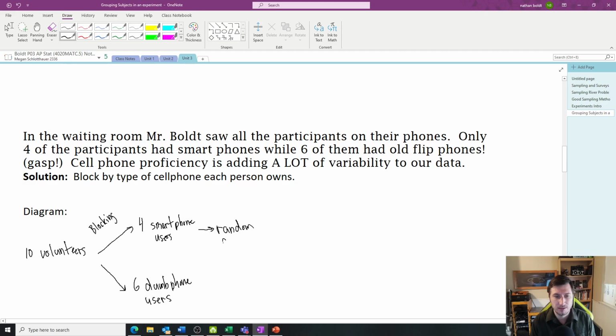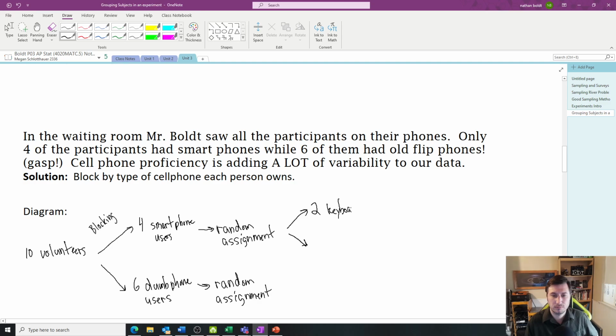Random assignment. All right, random assignment. So within these 2 blocks, let's see, for the first block, all right, 2 volunteers will get keyboard A, and 2 will get keyboard B.